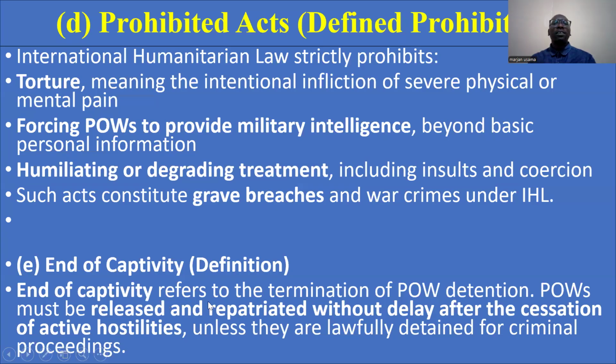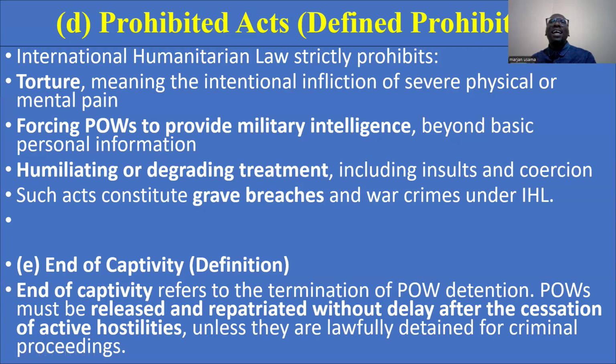End of captivity refers to the termination of the prisoner of war detention. When they are now released, we call it end of captivity. So the prisoners of war must be released and repatriated without delay after the cessation of active hostilities. So when the situation is calm, they need to be released, unless they are lawfully detained for criminal proceedings.